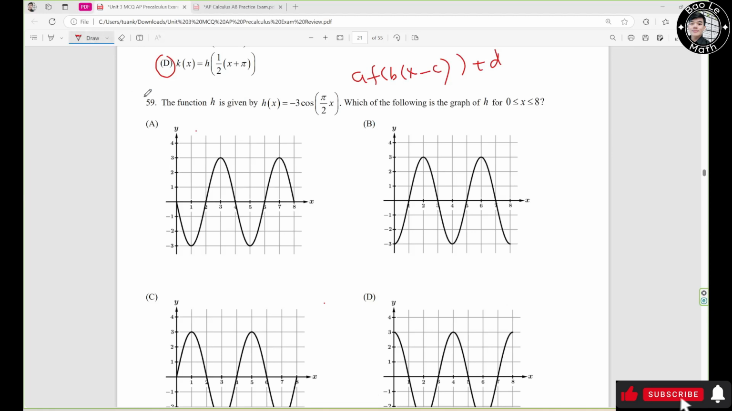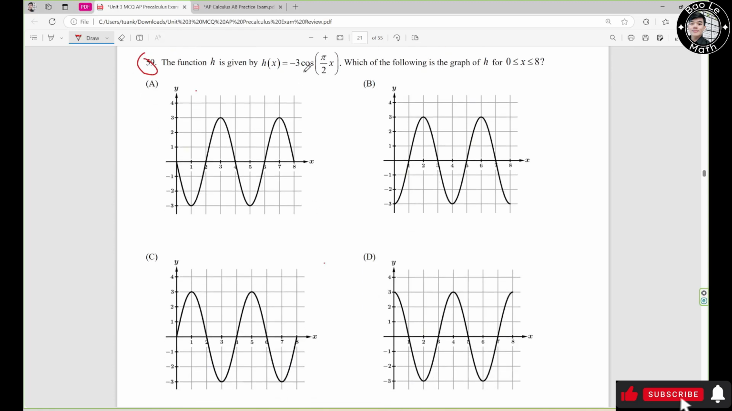Now let's move on to question 59. Look at the answer choices and compare them to the function. This is the cosine function. The cosine function always starts from the maximum, and if there is a negative sign in front of the amplitude, the cosine function will start from the minimum.